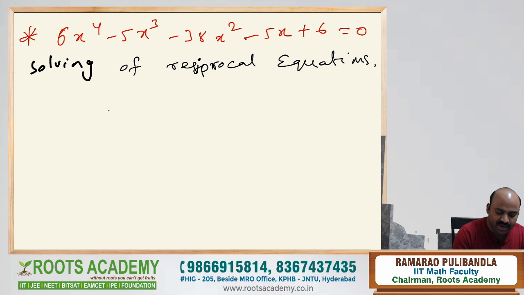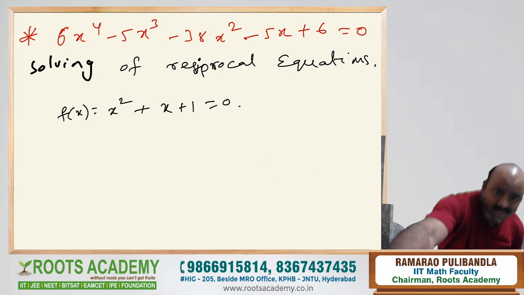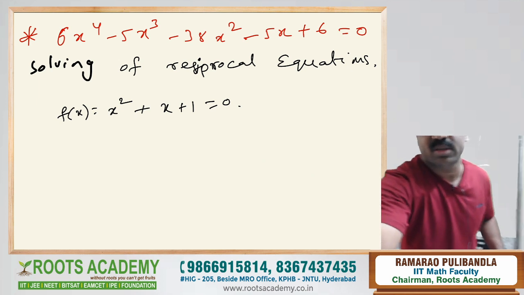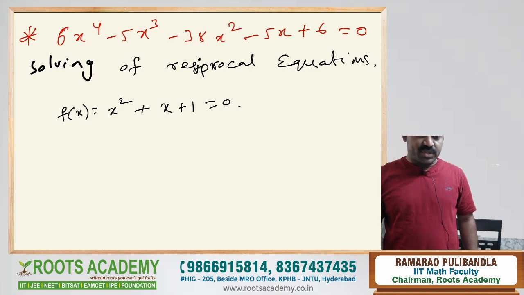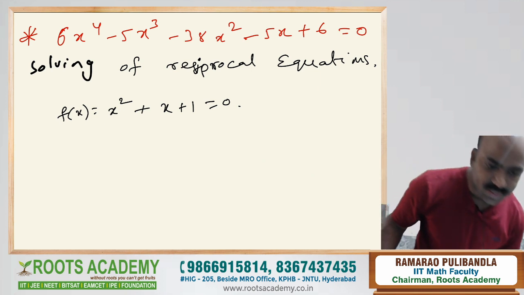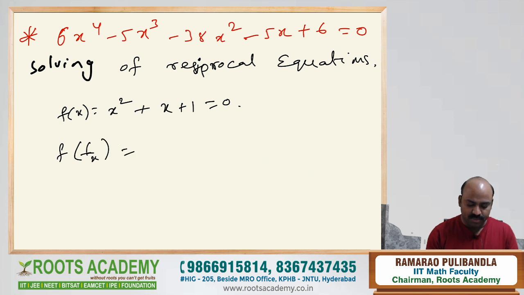For example, if I have x square plus x plus 1 equal to 0, I assume it is f of x. Right, students? So if I replace x with 1 by x, and if the equation is not changing, then we call it a reciprocal equation. I think all of you got it. If I replace x with 1 by x, can you say what you will get?